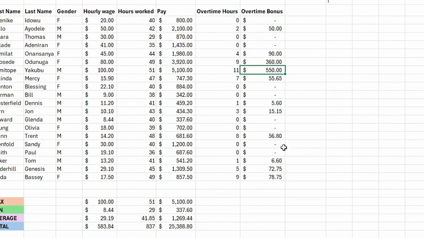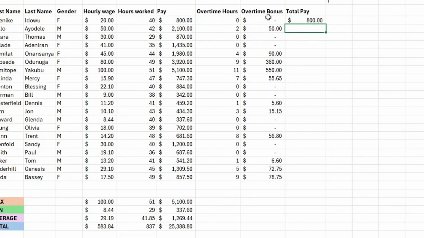So now let's move to the total pay. Now what is the total pay? How much will they earn after calculating the overtime hours, the bonus, and now calculating the pay? So let's calculate that. So that will be equals to this pay, the original pay, plus overtime bonus. I hope you understand.